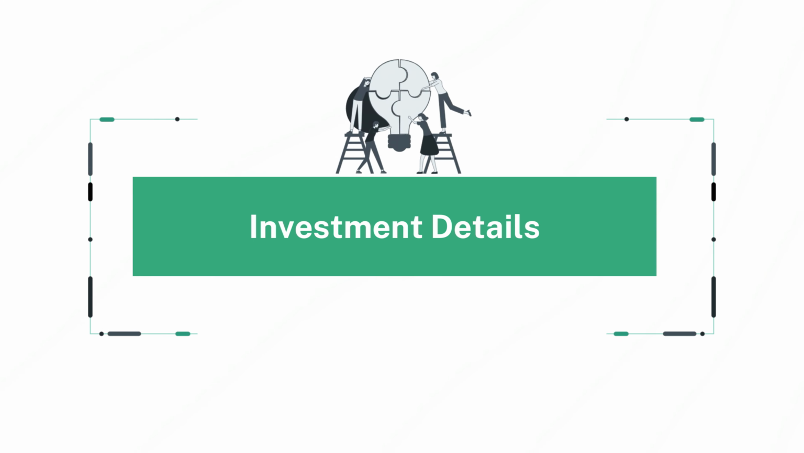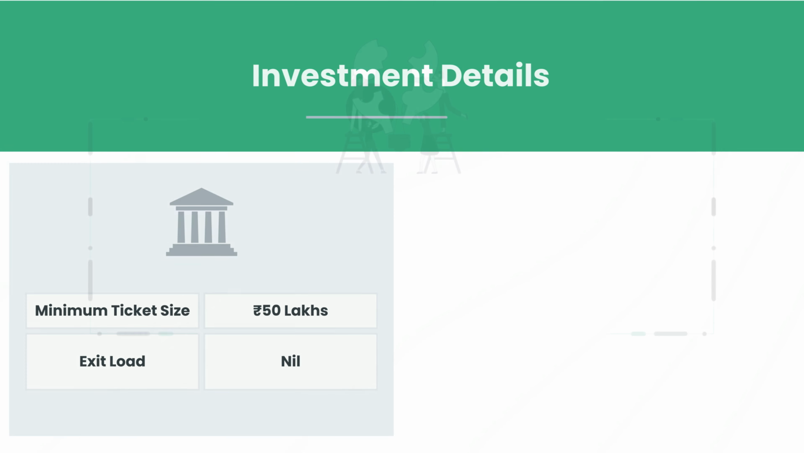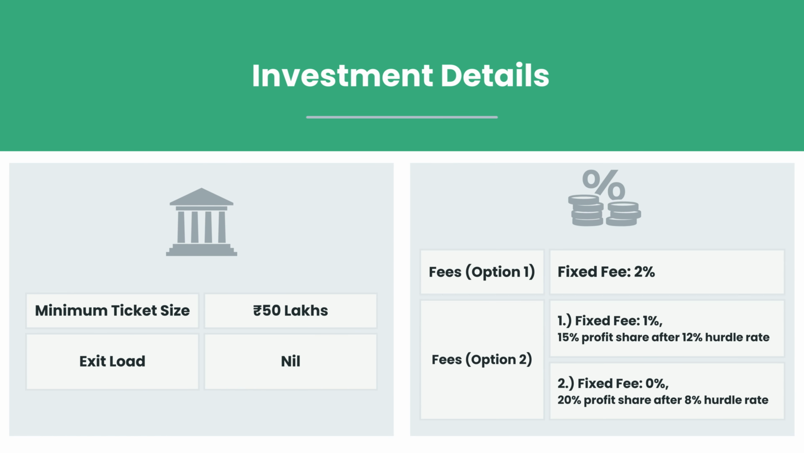Now, let's take a look at the investment details of the fund. The Buoyant Opportunities Strategy is a strategy-focused PMS scheme with a minimum ticket size of 50 lakh rupees. There is no lock-in period or exit loads for this fund. There are 2 options for the fees of the PMS, that is, Option 1, a fixed fee of 2%, and Option 2, a flexible fee structure offering 2 choices, a 1% fixed management fee with 15% profit sharing on returns exceeding a 12% hurdle rate, or no management fee with 20% profit sharing on returns above an 8% hurdle rate.